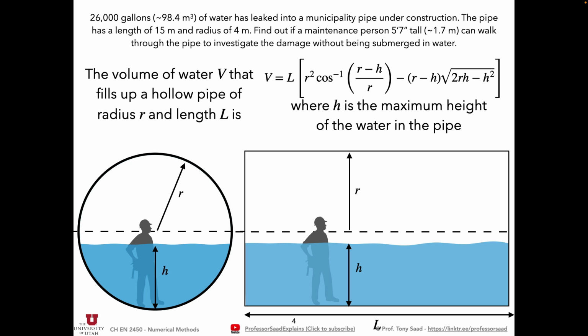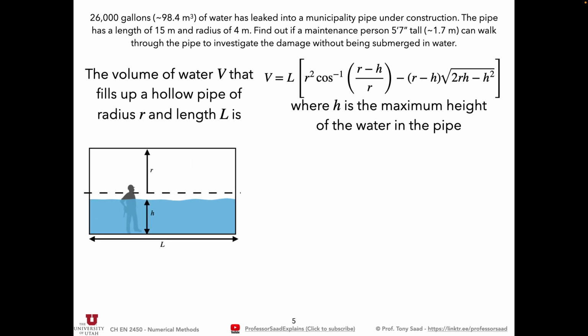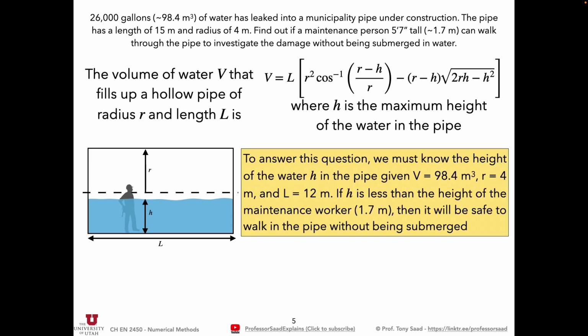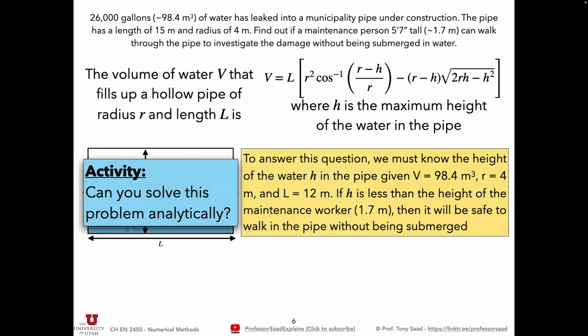If we were to figure out whether this maintenance person can go in the water, we need to find H, given V, L, and the radius, which we know is 4 meters, V is 98.4, and L is 15 meters. Then we just need to compute H. So here's my question to you. Give me H. What is H? I gave you a formula. Can you solve for H?